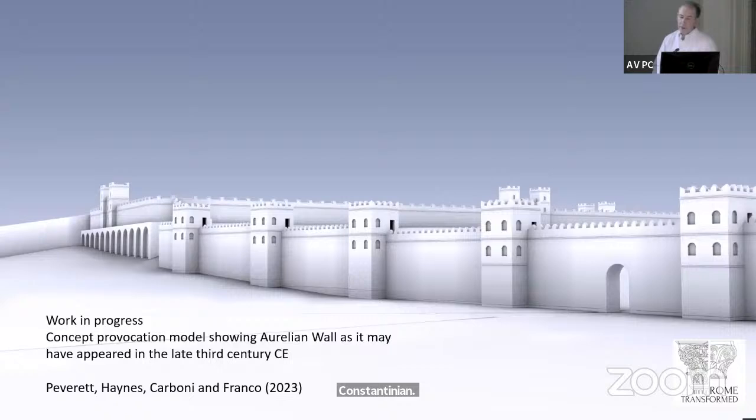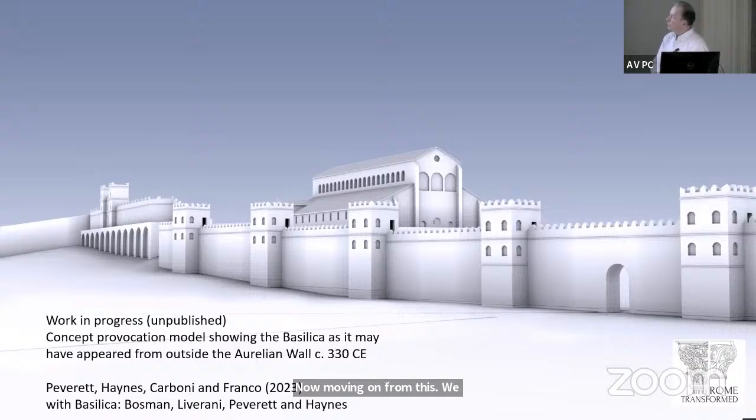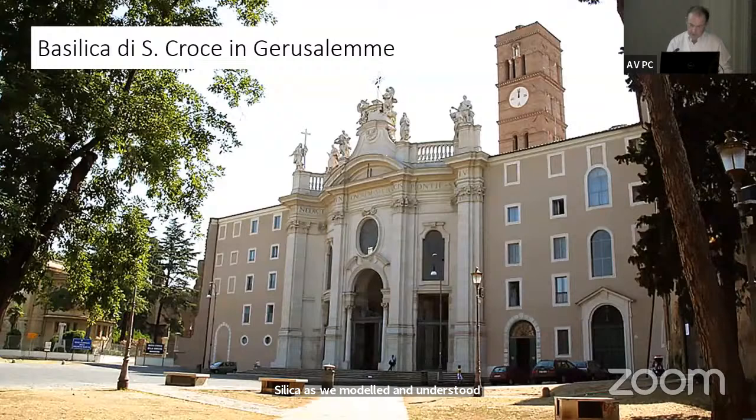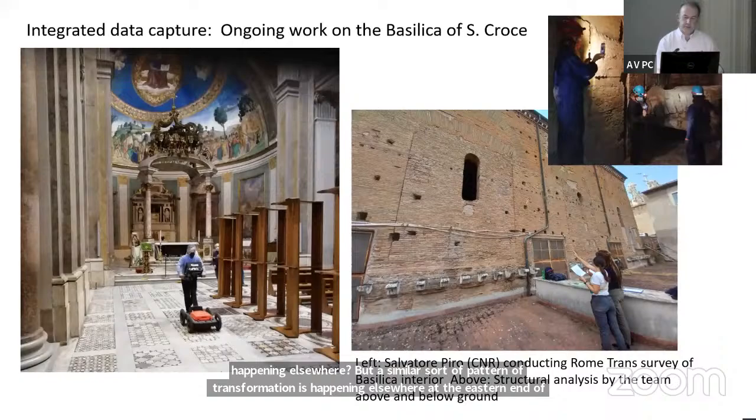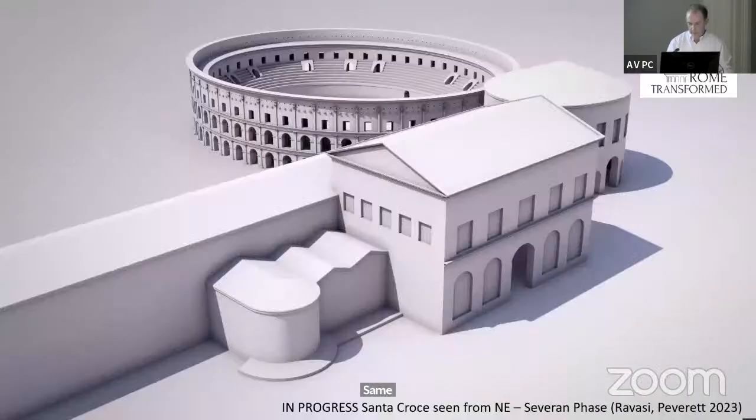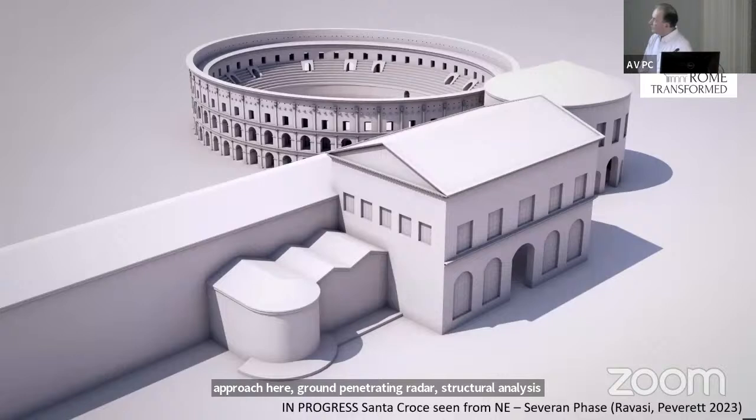Now, moving on from this, we have a rather new approach to Rome. There is the basilica as we model it, understood, emerging. What's happening elsewhere? Well, a similar sort of pattern of transformation is happening elsewhere at the eastern end of our research area. Same approach here. Ground penetrating radar, structural analysis above ground and below ground. This has allowed us to get a visualization of what that Severan structure you saw a moment ago within the Santa Croce Caesarean complex might have looked like.